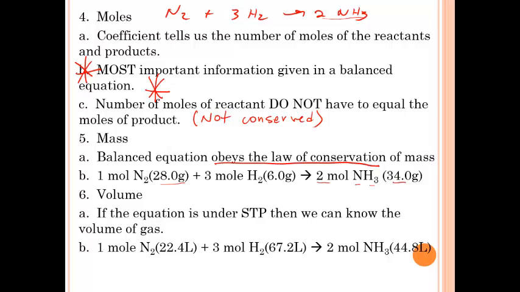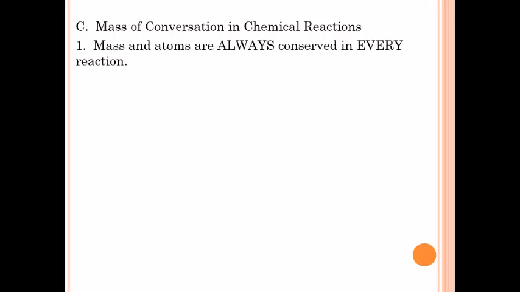One chemical equation can be interpreted in all of those various ways. As far as the mass and atoms, they are always, 100% of the time, every time, conserved. Okay, I can't express that enough. If you did not know that on the last test, it's definitely going to be on this one again.